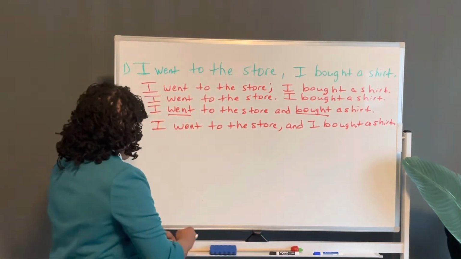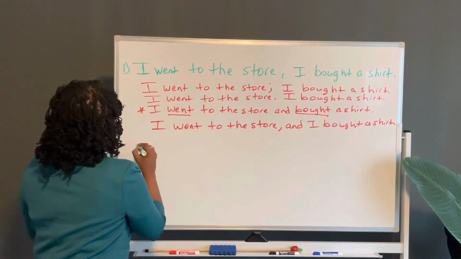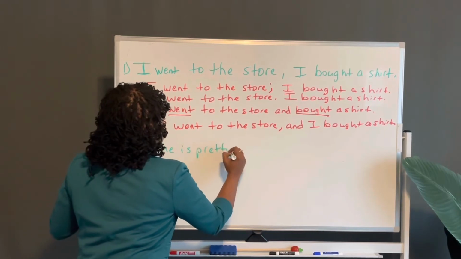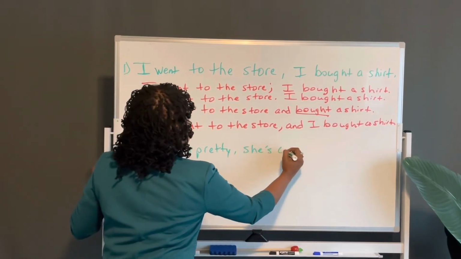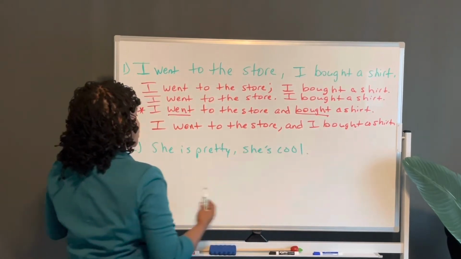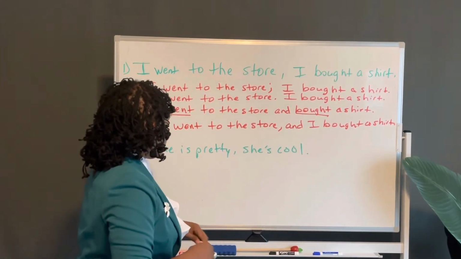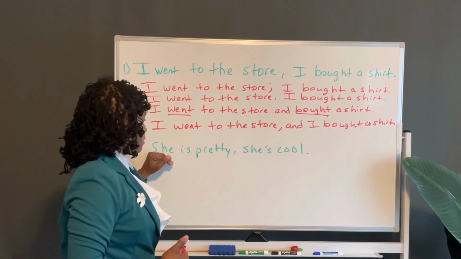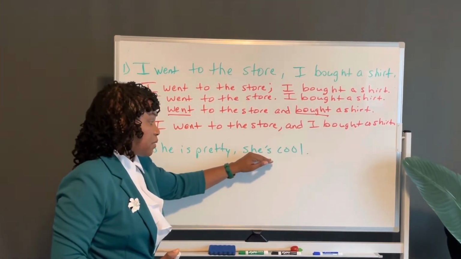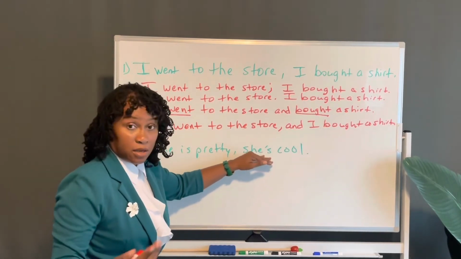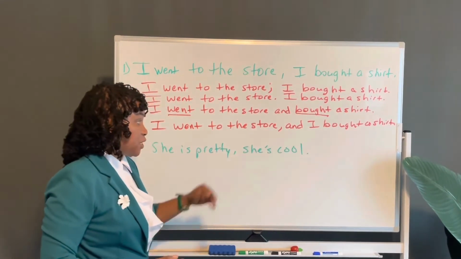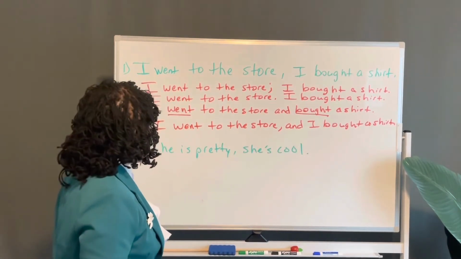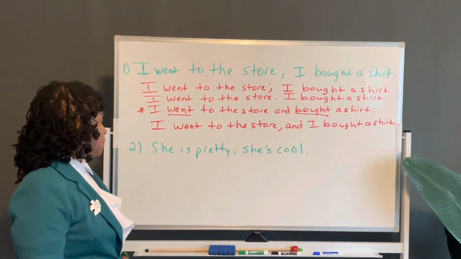Okay, let's look at that other sentence that I had up here that I had to erase. I had, she is pretty. She's cool. All right, so right here, she is a subject, is the verb. She's the subject, and the contraction here, is the verb. She's cool, she is, that's the same thing as is. She is cool, okay? She's pretty, she's cool.